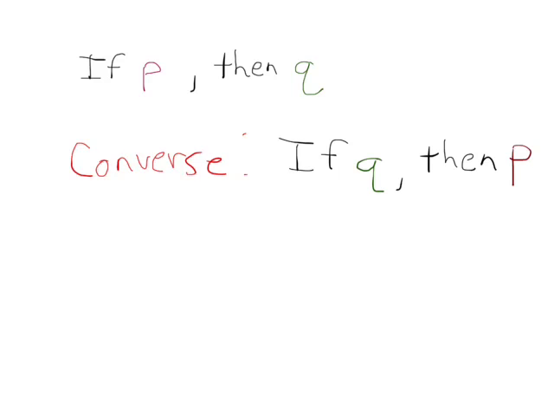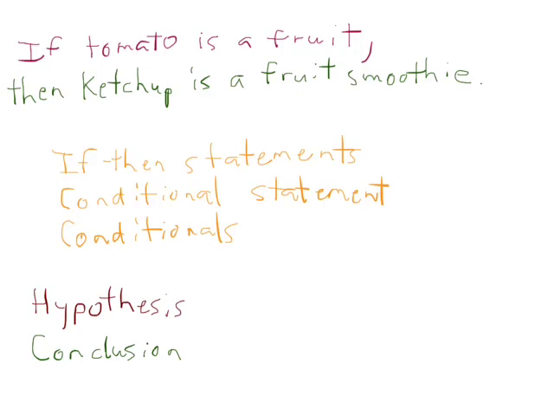Now, instead of writing out the entire statement every time, we can simplify this by using letters to replace the statements. So here we see if P, then Q. So looking back to the previous example, we can replace tomato is a fruit with the letter P, so that way we don't have to write out that whole statement every time. And then ketchup is a fruit smoothie, we can replace that with the letter Q, so that way we don't have to write that out every time as well.